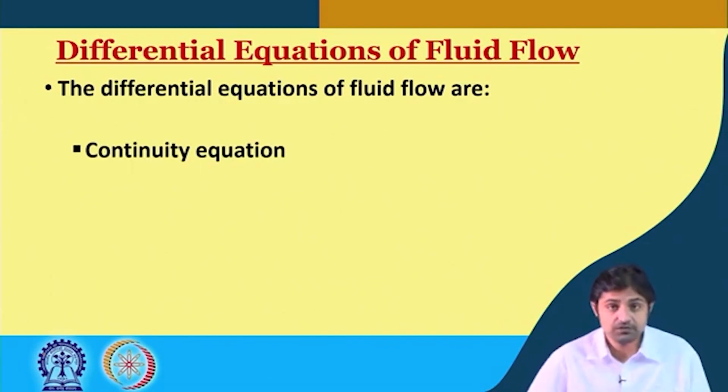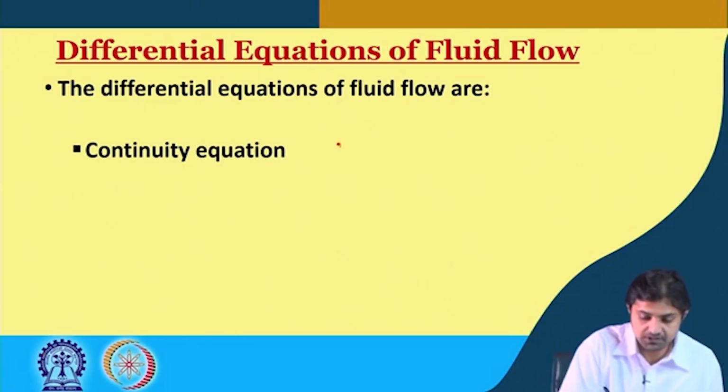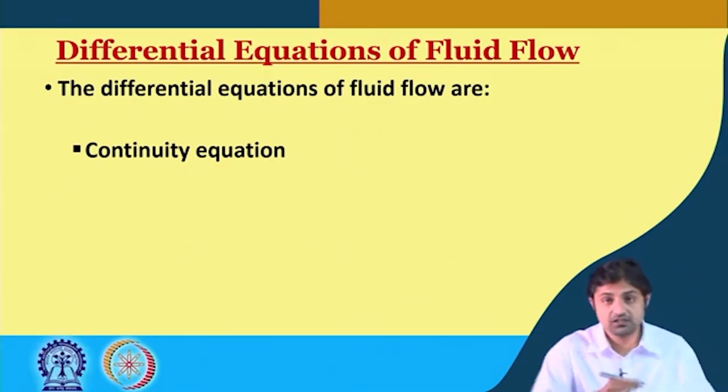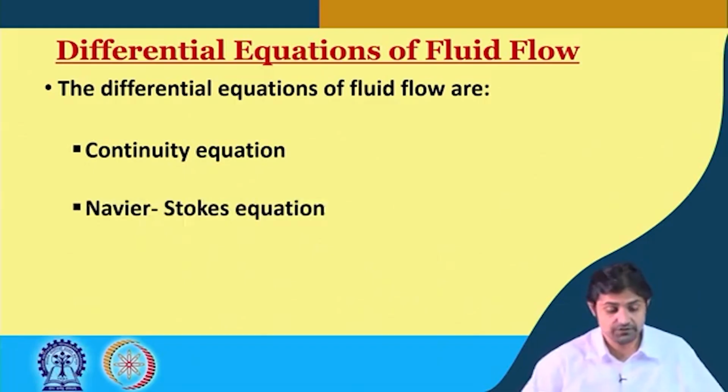One is the continuity equation that we have seen. For example, in incompressible flow, del dot V is equal to 0, all right, which you have seen actually in last week's lectures on viscous fluid flow. And the second is the Navier-Stokes equation. So, these are the two differential equations of fluid flow, all right, and the solution of these equations through computers is called CFD, computational fluid dynamics.